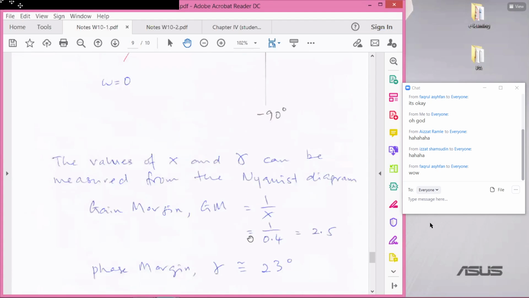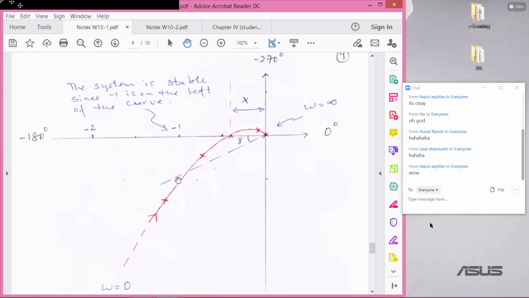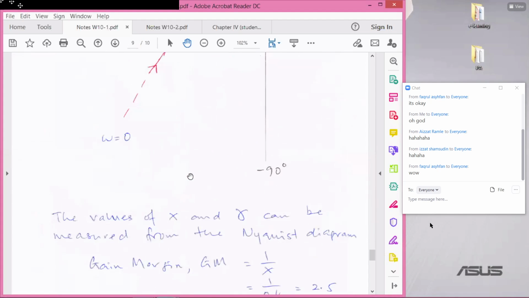Phase margin is computed using the gain crossover frequency. So first you need to compute the gain crossover frequency from the definition.